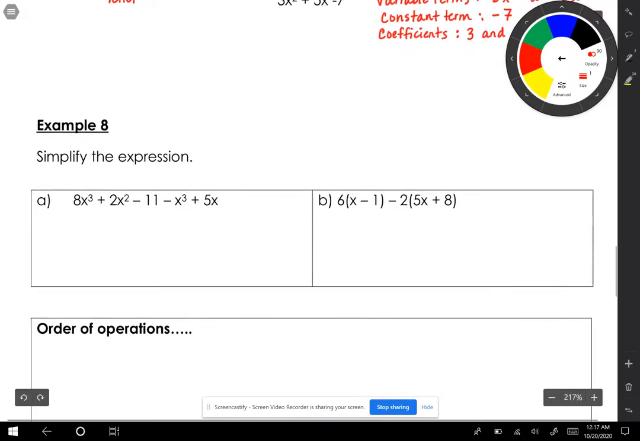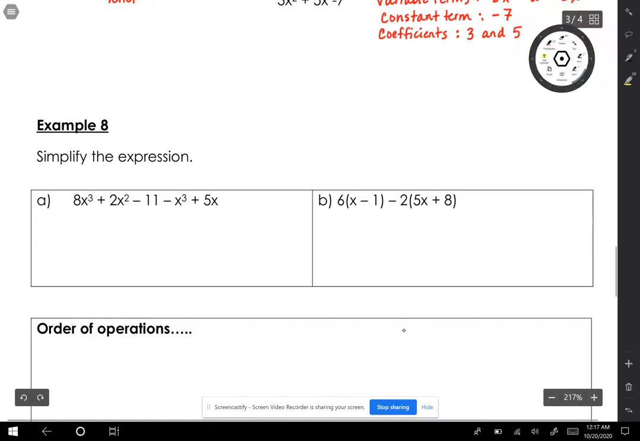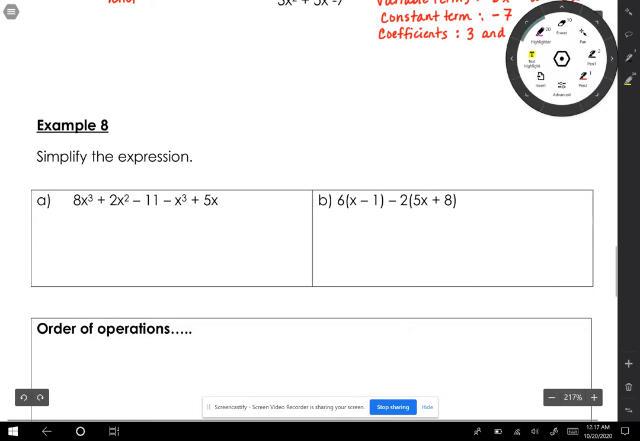So to simplify the expression, you can use highlighters, or you can put shapes around like terms. I'm going to use the highlighter feature. If you have a highlighter, that works really well. So I'm going to highlight like terms. Like terms have the same variable raised to the same power. So 8x to the third is alike with -1x to the third.